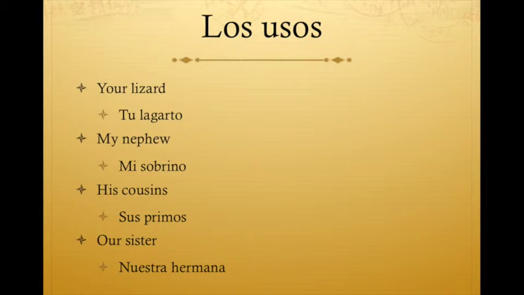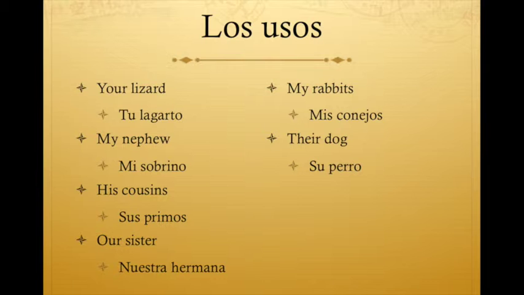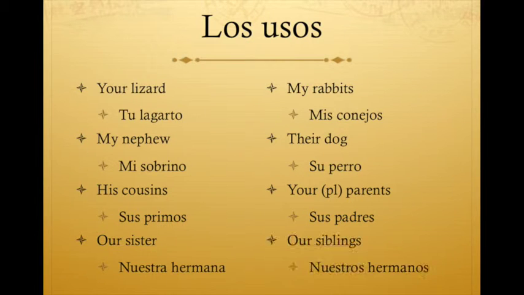Sus primos. Our sister, even though we are multiple people, it is only one sister, and that's why nuestra agrees with hermana. Nuestra hermana. My rabbits, mis conejos. Their dog, su perro. Your plural parents, sus padres. And our siblings, nuestros hermanos. Again, nuestros agrees with hermanos.